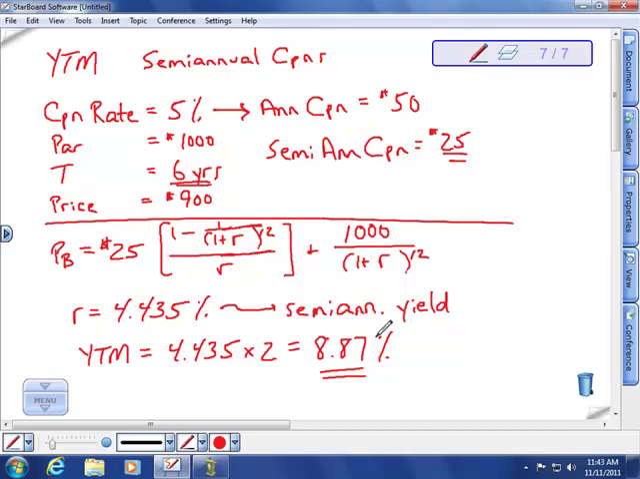I must have just punched something in wrong. I have everything written correctly here: 925, 12, 1,000. Let me change that then. So that really will be, what is it? 3.5371. And then we multiply that times 2, 7.07%.